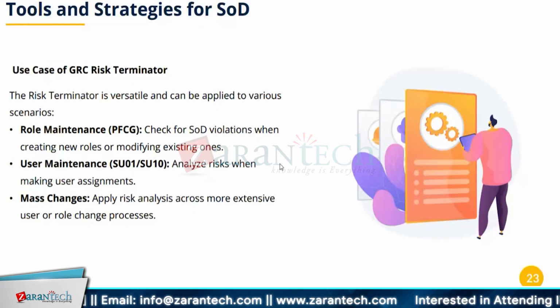And we can even try to troubleshoot it in the GRC Access Control front end environment as well. SU01 mask changes, all of them, in turn are directed to either the user assignments or the role creation or role changes, which the GRC risk terminator engine would flag for us once we have it implemented in the SAP systems which we have.